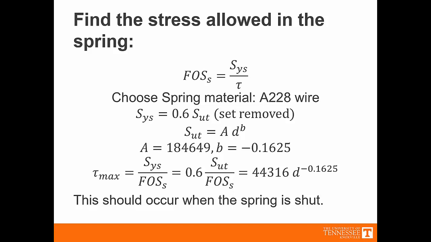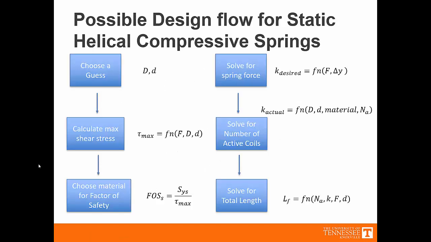As far as problems that we're going to work with in class, this flow chart that I showed earlier in the lecture is a good way to start. Take our guess, find out what the factor of safety could be. And then concurrently, you can even do it at the same time, go ahead and find out what your desired and actual spring constant should be, and then there's going to be an iteration that occurs here until we get to where we need to be.